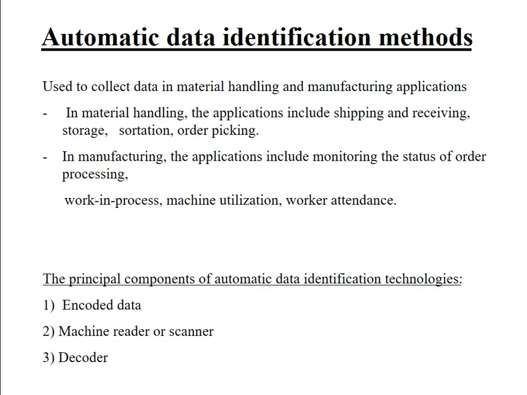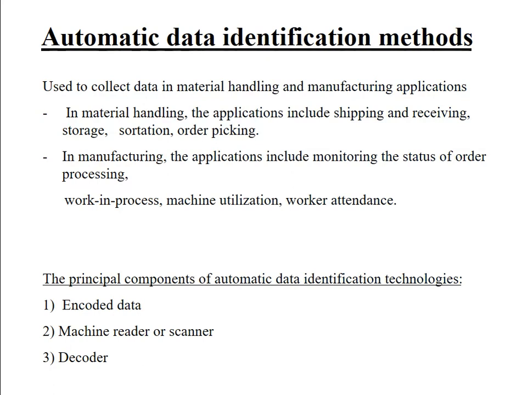And we have the automatic data identification methods. This is simple. As you can see, most of you might have seen barcode readers in any shopping complex or any online purchase. So these will be encoded data, machine reader data, scanner or decoder. These are the principal components of that.